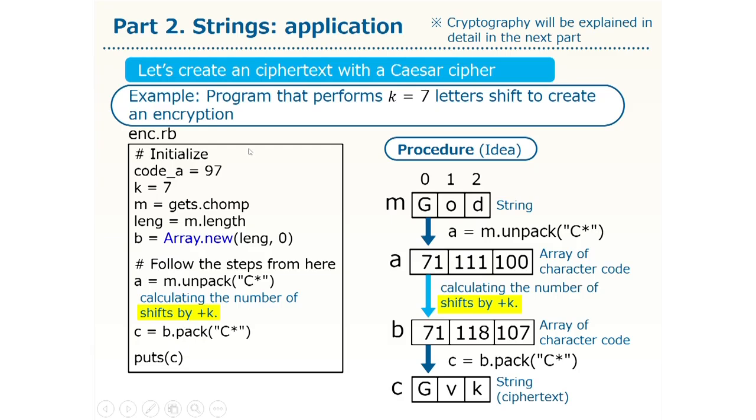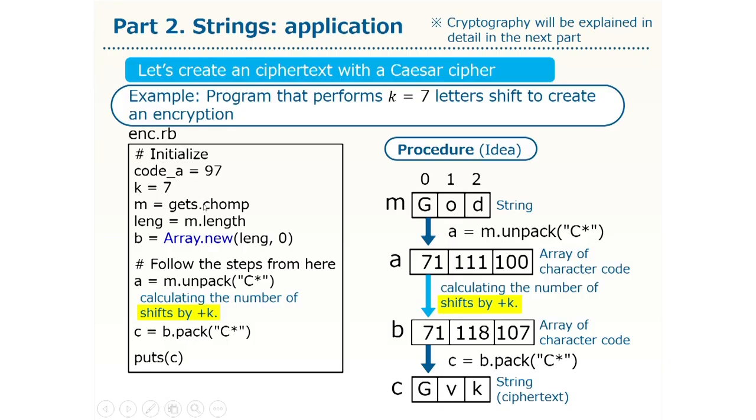As we saw before, it's convenient to memorize the code for a letter A, that is 97. Okay? So let's put it in this variable. Then we use the variable k to keep the shift value. Let's use 7 in this example. Note that this should be kept secret. This is a secret of the people using the cipher.